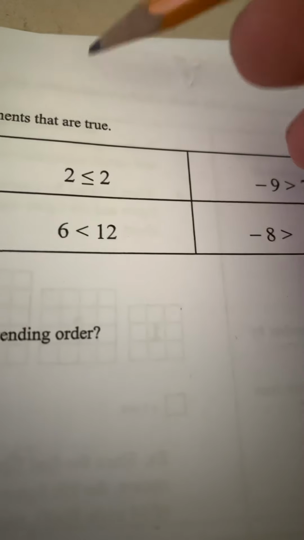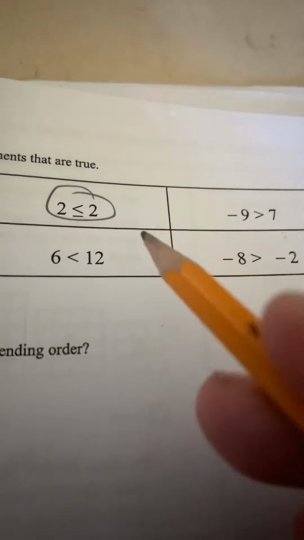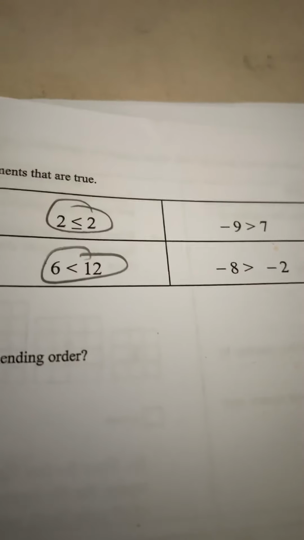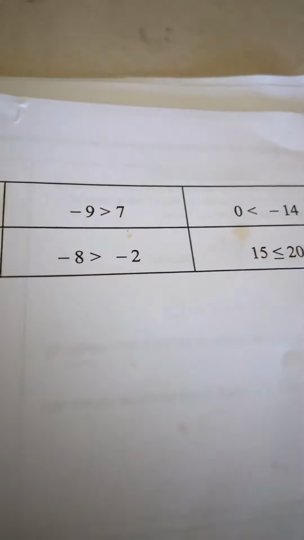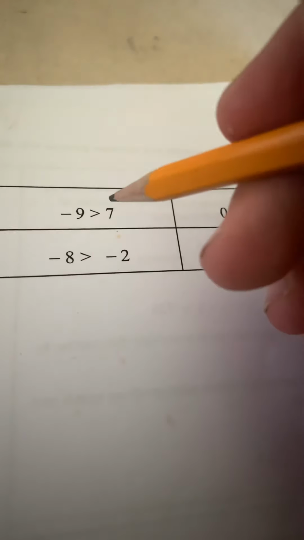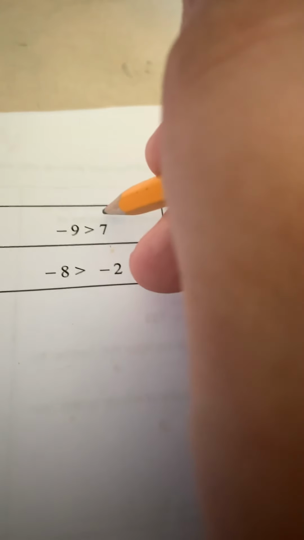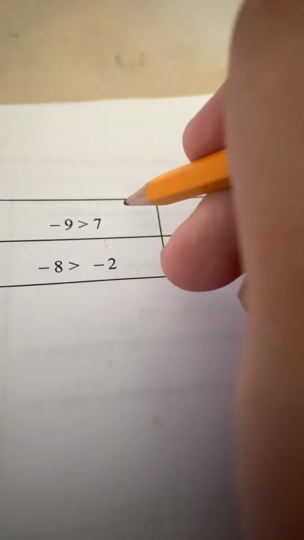Top one. Is positive 2 less than or equal to positive 2? Well, they're both the same thing, so yes, they are equal. Is positive 12 greater than positive 6? Yes, it is. Is negative 9 greater than positive 7? Well, if this is a positive and that's a negative, I would rather have $7 than owe somebody $9. So no, that one is not true.